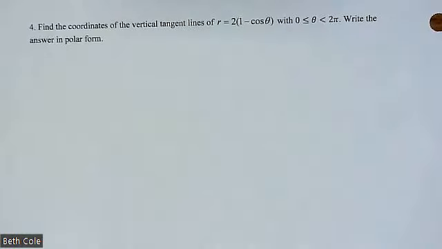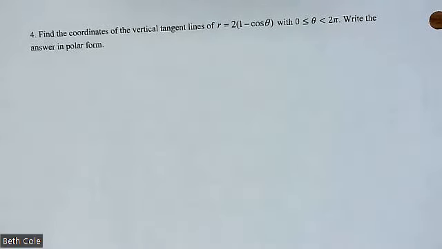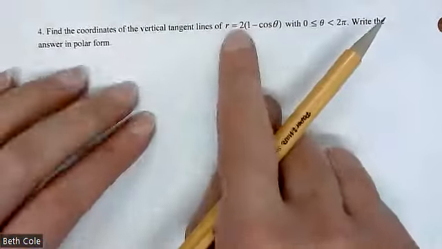All right, so 4 says, find the coordinates of the vertical tangent lines for this equation. We're going from 0 to 2 pi, so the whole way around. Now it just says put them in polar form, so we're not going to have to convert them to rectangular, so that's fine. Now, here's what I would do first.